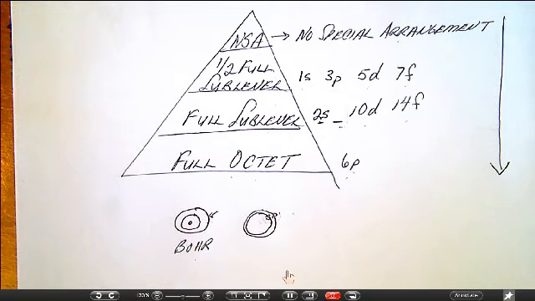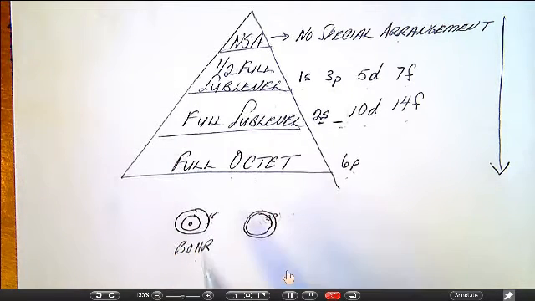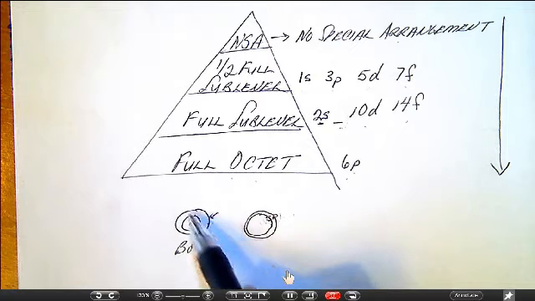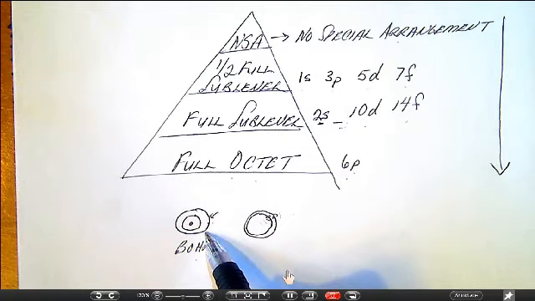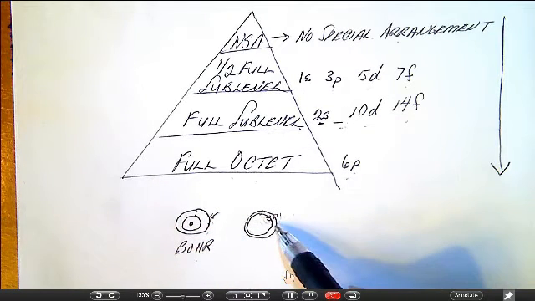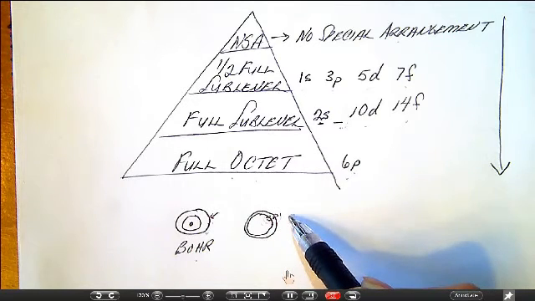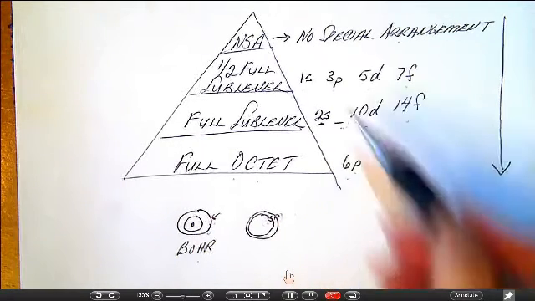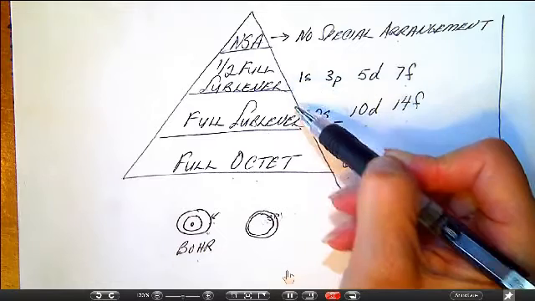Remember when we talked about the Bohr diagrams? These rings, the electron rings, are actually composed of sublevels, the S, P, D, and F. That's what we're talking about when I show half full and full sublevels.